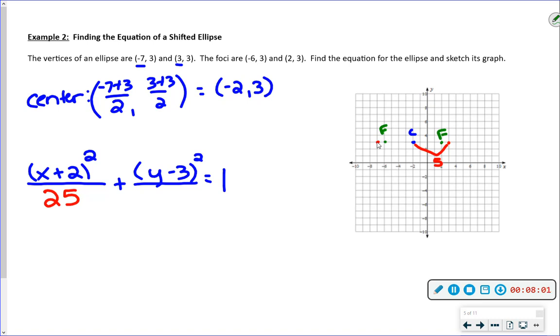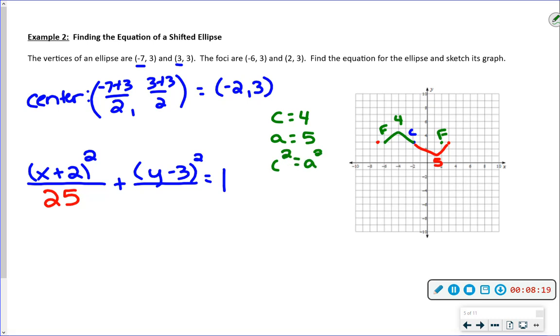Clearly they gave us the foci for a reason. So I can count from the center to the foci. 1, 2, 3, 4 points, 4 units. So my C is 4, and we knew A was 5. So just jotting down what we got. So I'm going to use my C squared equation.